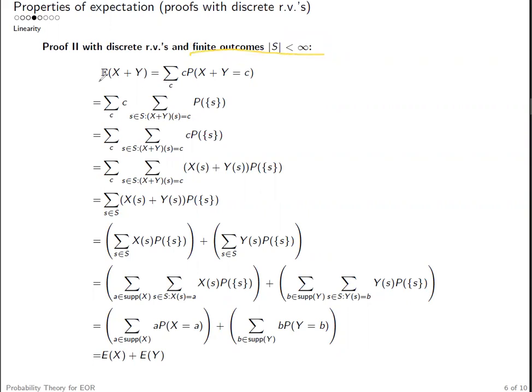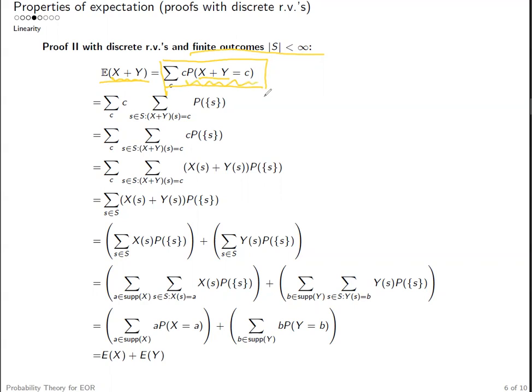Now, according to the definition of expectation, we have discrete random variables here. X is discrete, Y is discrete, and their summation will also be a discrete random variable. According to the definition of expectation concerning discrete random variables, we have the first equality here. This expectation is equal to the summation over all possible values, say c, that could be taken by this new random variable X plus Y, right?